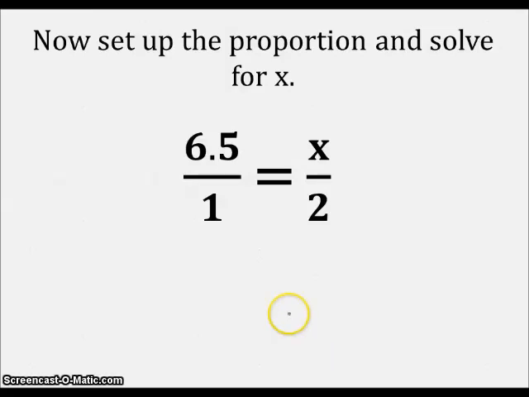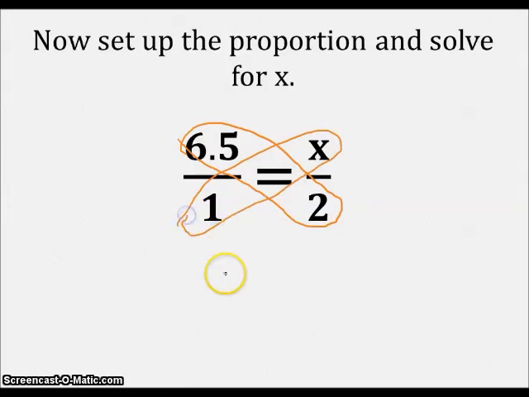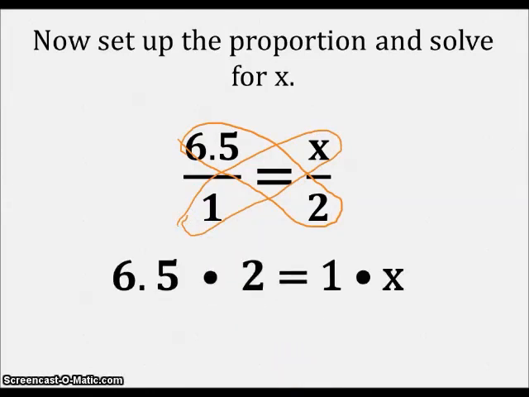Alright, so when we do this, we're going to use a method called cross multiplication. You may remember, cross multiplication takes these two numbers and multiplies them, and takes these two things and multiplies them, the variable times the number 1. So that's going to look something like this: 6.5 times 2 equals 1 times x. Now, 1 times x we know is just x, because anything times 1 is itself. But 2 times 6.5 equals 13.